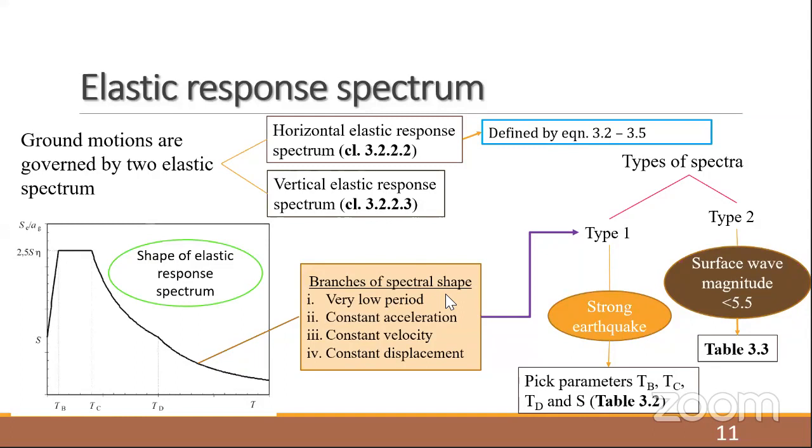Then out of it, if we want to pick the parameters, as I've said, the parameters S, TB, TC, and TD, if it's a strong earthquake, we'll pick the values from table number 3.2 of the code. While if you're dealing with a type two earthquake, then we'll pick the values from table number 3.3 of the code.